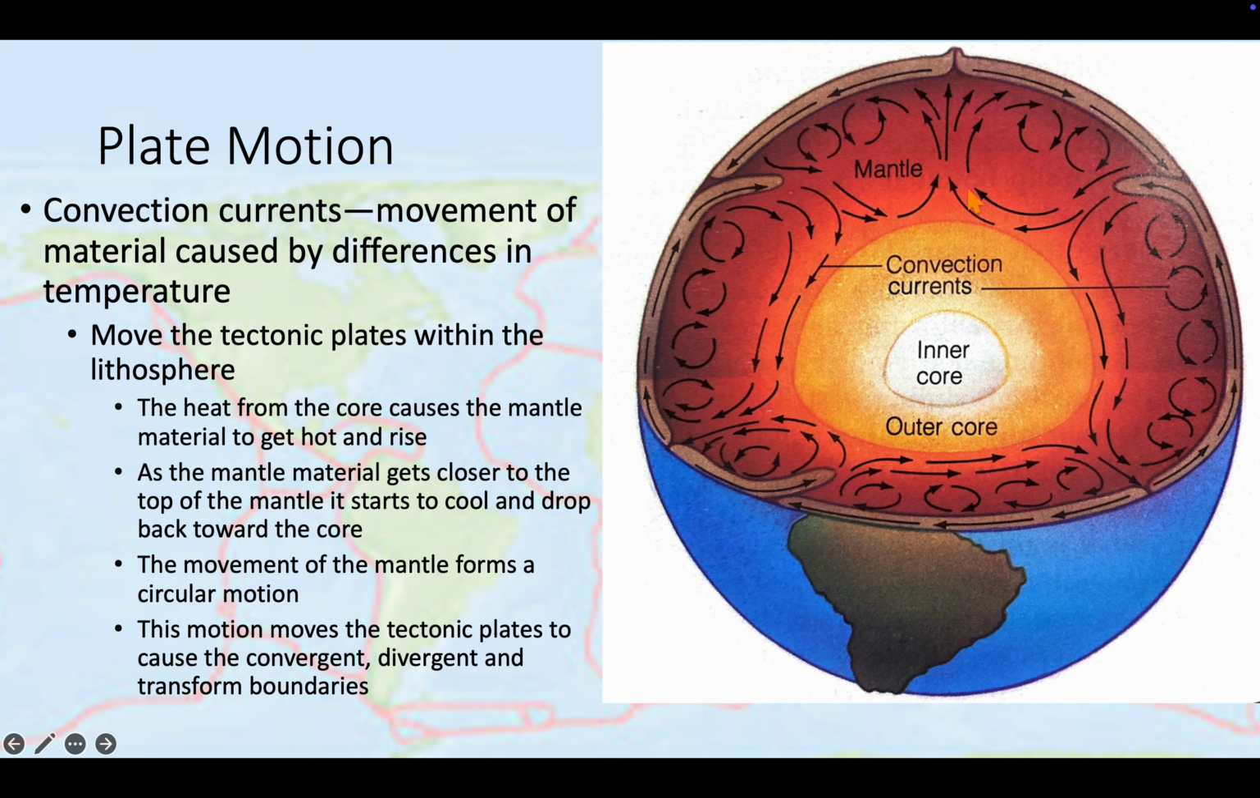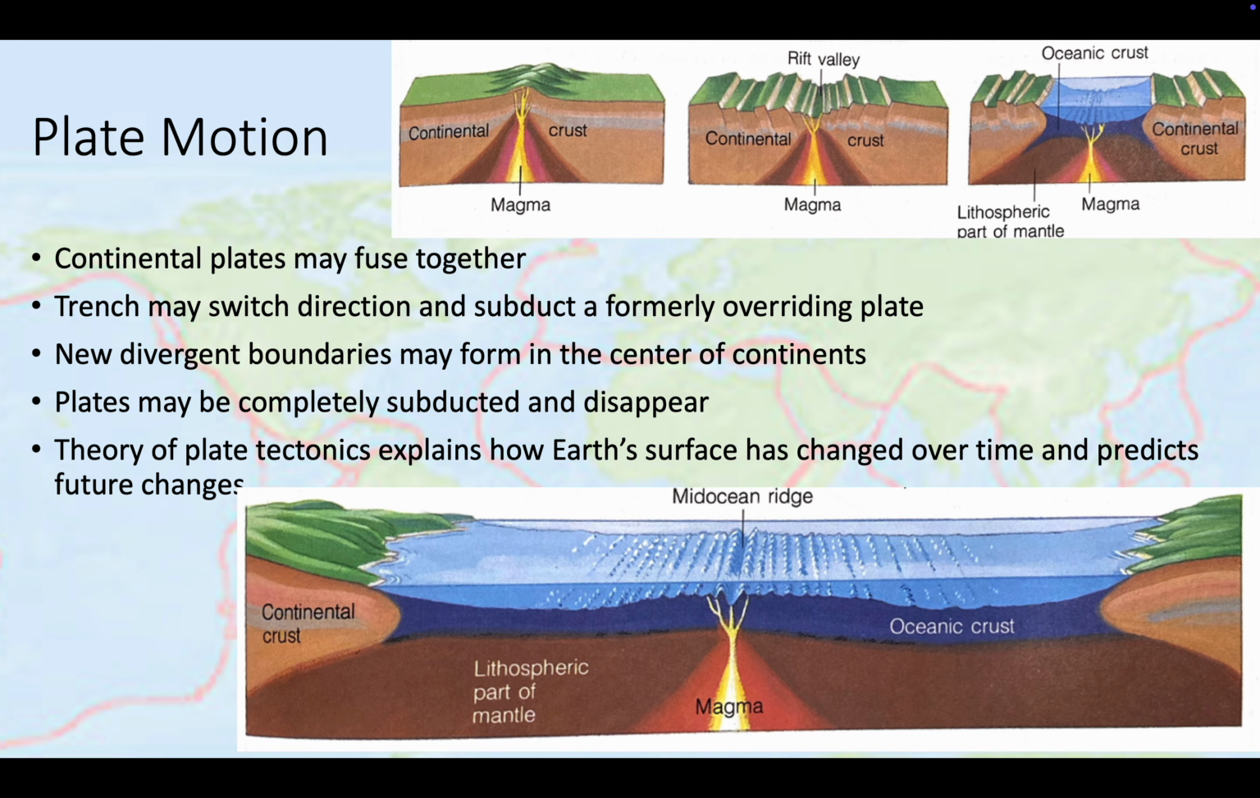As the mantle gets closer to the top, it cools and drops back to the core. And the movement of the mantle has that circular motion. And we get our boundaries. Depending upon which way the convection current's going, that will determine whether we end up getting convergent, divergent, or transform boundaries. And we'll go into more depth with that.